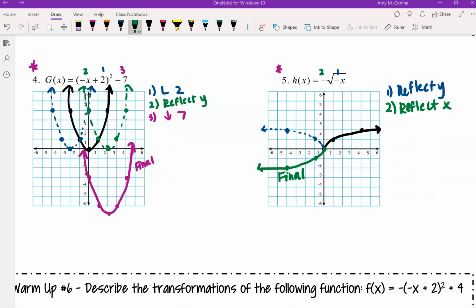Okay, so for number 4, you had a quadratic, so you should have graphed your parent function, moved left 2, reflected over y because it's inside y, and then moved everything down 7, so do your best with that. And then for 5, parent function of square root, reflect over your y, and then reflect over your x.